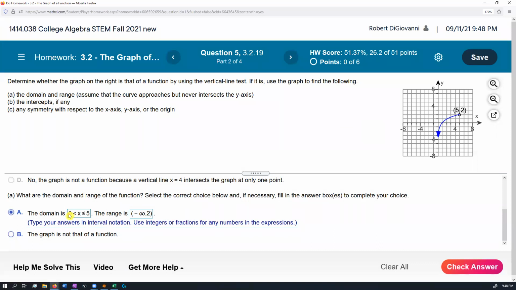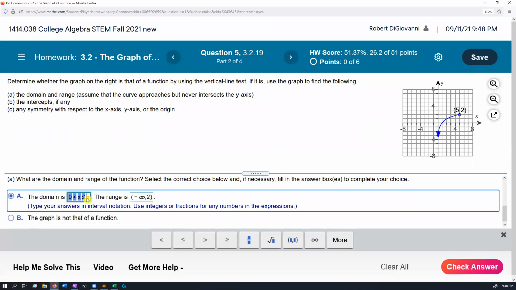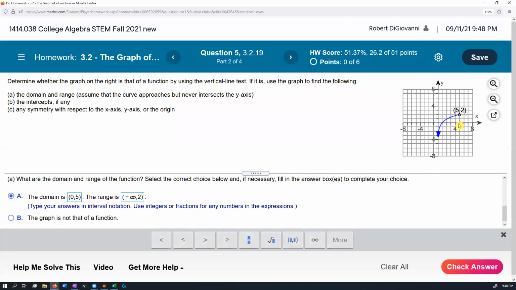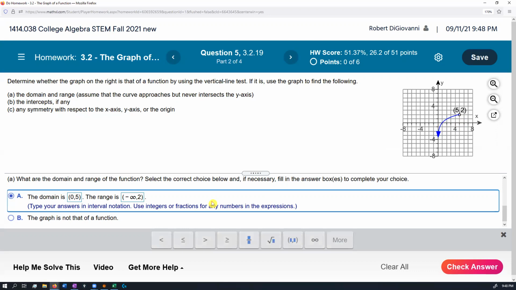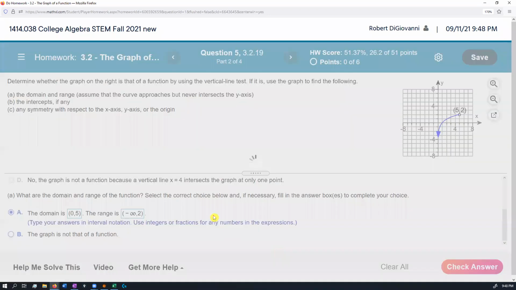Yeah, I didn't think it was going to take that. Let me try this. Oh, they want interval notation. So I'm just going to say 0, comma, 5. We never hit the y-axis, so it goes from 0 to 5. And because that's an open circle, we never hit 5. Try that. Yeah, there we go.